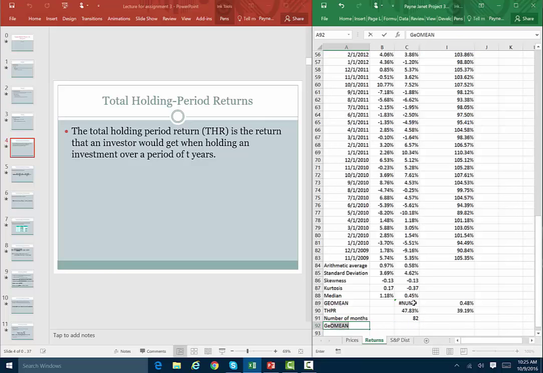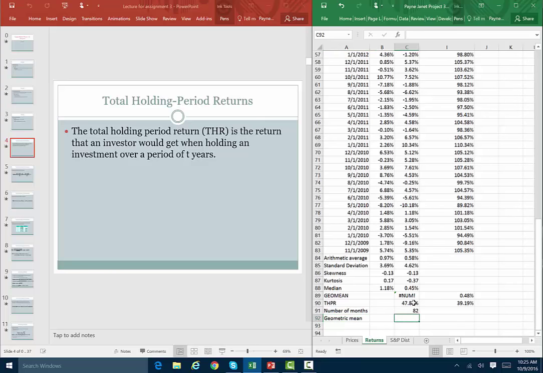So I'm going to calculate the geometric mean directly, not using Excel. I'm going to take 1 plus the total holding period return to the power of 1 over the number of months in the period. And, oops, I've got to subtract 1. Sorry, my Surface tablet's a little bit weird sometimes on my keyboard.